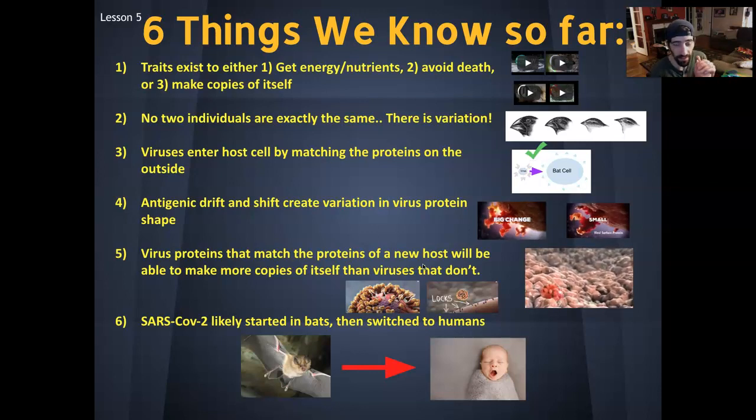with right now, that's the coronavirus that's causing the pandemic, likely started in bats, because that's where we see almost all coronaviruses. But then somehow that particular coronavirus, SARS-CoV-2, changed in a way that allowed it to infect humans. So it went from having a bat host to a human host.